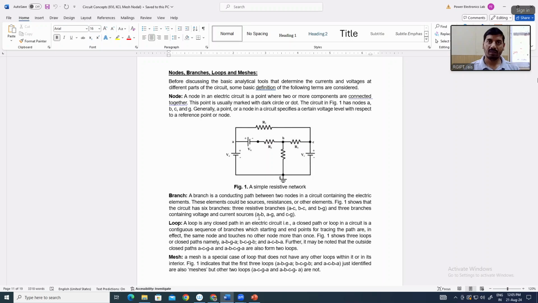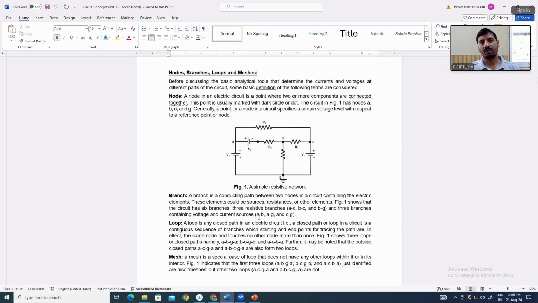We have also seen how we can convert from one source to another source, means source conversion we have seen. From voltage source to current source, how we can convert. From current source to voltage source, how we can convert. After that we have also seen the star delta conversion in the last lecture.